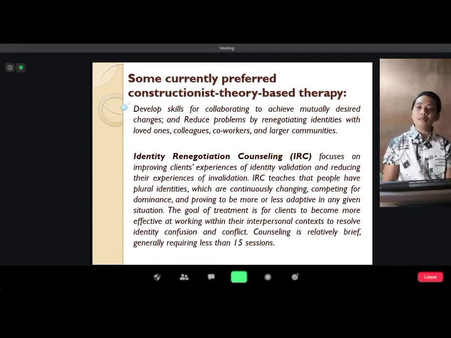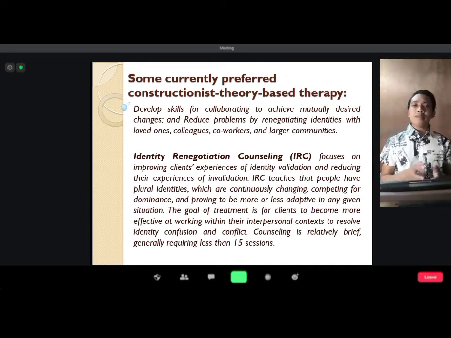So the goal of this treatment is for clients to become more effective at working within their interpersonal context to resolve the identity confusions and conflict. So, nangyayari kasi ito sa mga younger generations, usually even the late adult na rin siguro, yung hindi pa nila ma-identify kung ano ang pagkatao nila o gender identity nila. So, they are having difficulties in dealing with their environment, with the people.